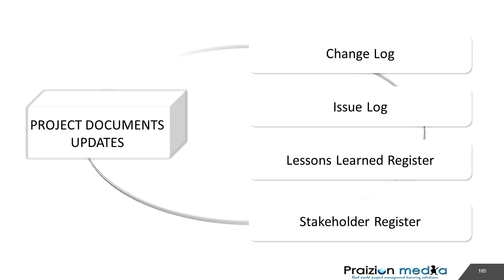Remember your logs and your registers. Just think about CILS, SILS, when it comes to those documents that carry weight in this process. C for changelog, I for issue log, L for lessons learned, register, and S for stakeholder register. And that concludes our review of the Manage Stakeholder Engagement process.